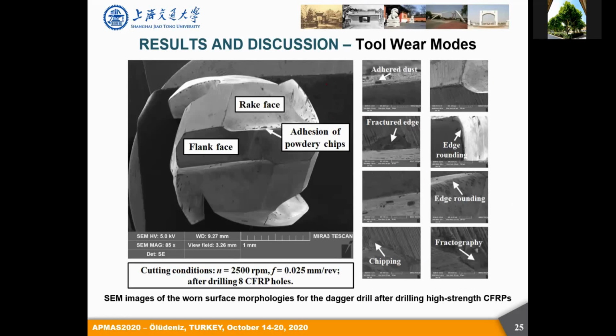Finally, if we look at the SEM morphologies for the dagger drill, the last drill bit, we will see that there is a lot of adhered dust, and fracture edges and edge rounding features can be observed on the drill edges. This means the cutting tool undergoes severe or harsh cutting conditions at the tool chip interface or the tool workpiece interface. So from the mechanisms and the observations of the tool wear morphologies, it is indicated that the dagger drill is not favorable for the drilling of CFRP composites.